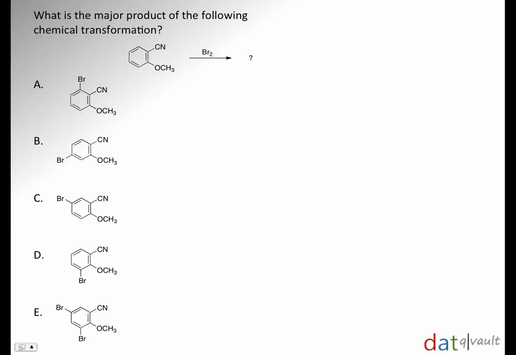Alright, so let's test our knowledge here that we learned in this lecture on a DAT style question. So here we're asking, what's the major product of the following chemical transformation of this substituted aromatic compound with Br2? So why don't you take a second, try to answer this question, and then we'll answer it together.